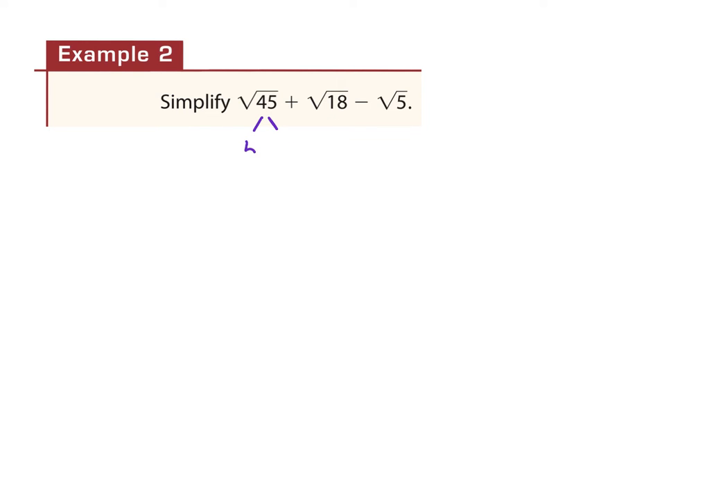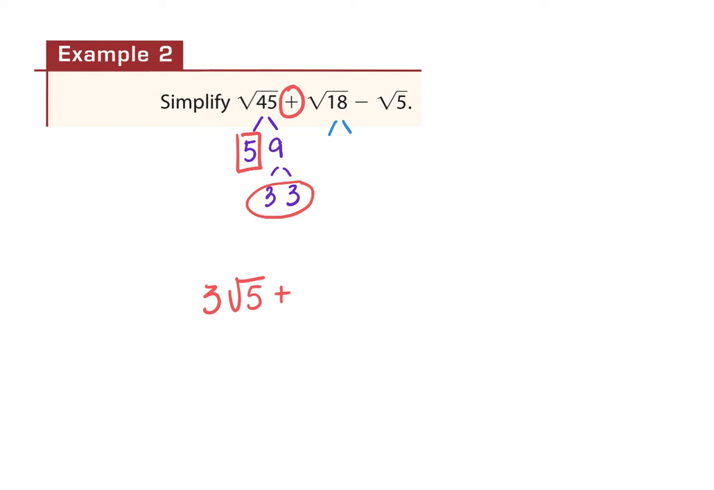I'm going to say, well, 5 goes into 45. And that is my prime factorization there. I'm going to take out the 3's. I'm going to leave the 5 in. So that one becomes 3 square root of 5. Make sure you bring down this plus before your next step.